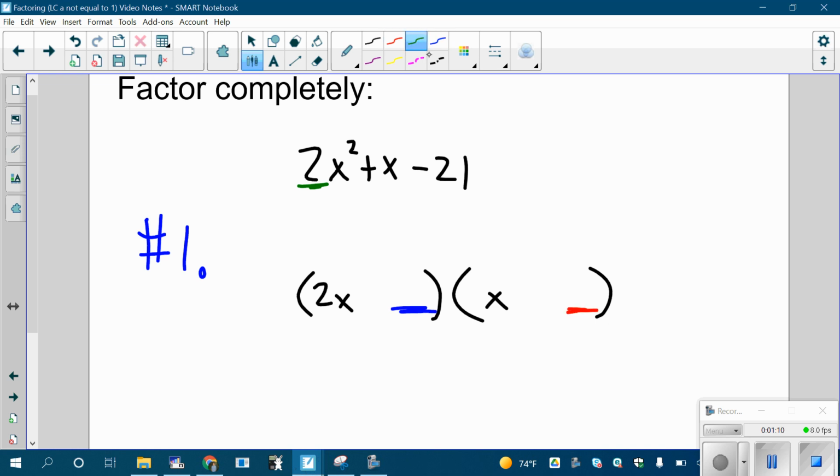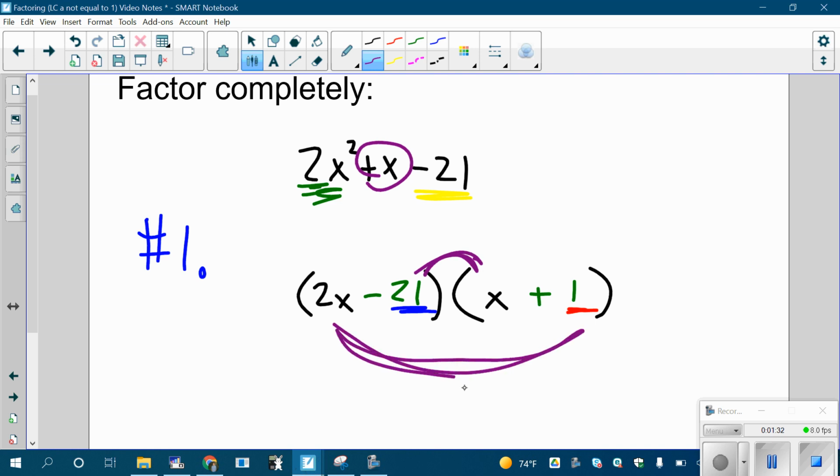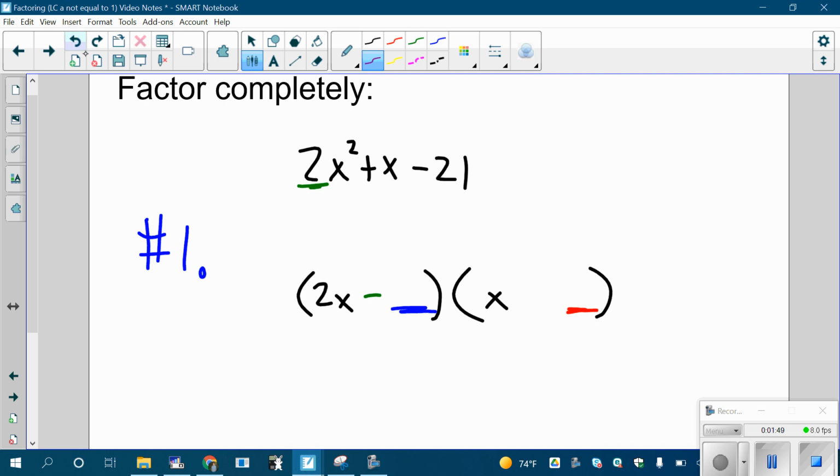These 2 numbers have to multiply to negative 21. I'm going to simply guess negative 21 and positive 1. The way I'm going to check if this is right is I know that what I have written down gives me 2x squared. And I know that it gives me negative 21. What I don't know is that it gives me the correct middle term. And the middle term comes from inner, inner, and outer, outer. So I'm going to check quickly in my head. Is negative 21 times x plus 2x times 1 x? Well, no, that'd be negative 21x plus 2x, which is negative 19x. That is not correct. So then I'm going to try different numbers there.